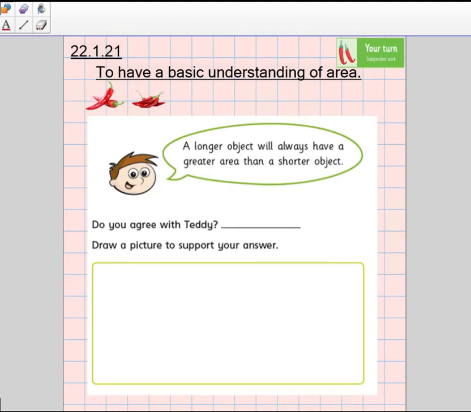This question is suitable for Chili 2 and 3. It says, Teddy says a longer object will always have a greater area than a shorter object. Do you agree with Teddy? Draw a picture to support your answer below. Pause the video and have a go now.